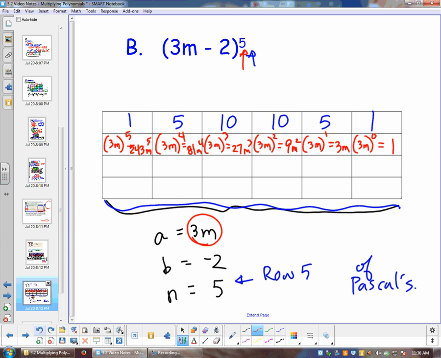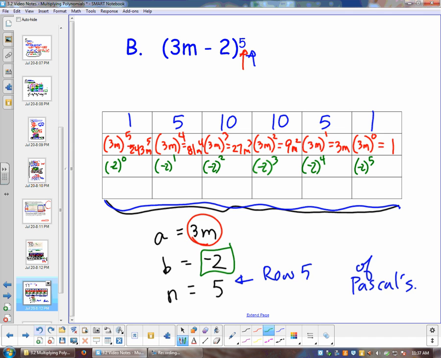So now we want to go on to row 3, where we're going to take this negative 2, that's our b, and this b value gets raised to the 0 power first, then negative 2 to the 1st, then negative 2 to the 2nd, then negative 2 to the 3rd, negative 2 to the 4th. You see how we're just taking that same base, and instead of starting at 5 and going down to 0, we start at 0 and we go up to 5.